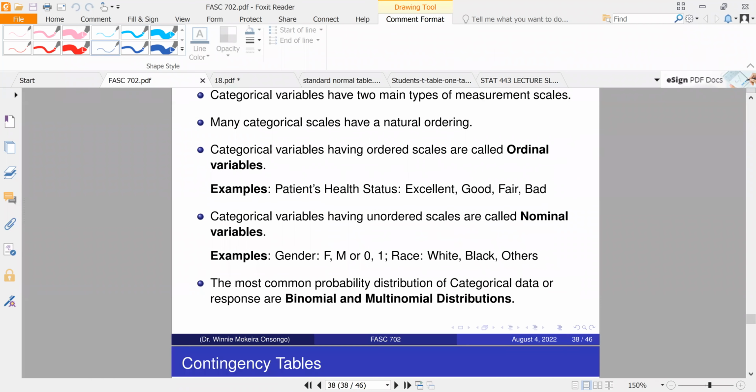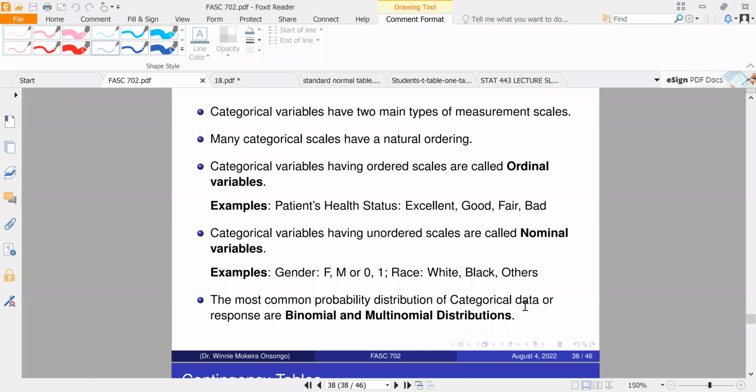Now, this type of observations cannot be analyzed. We cannot assume that they have normal distributions, no. Now, they can take different forms of distributions.